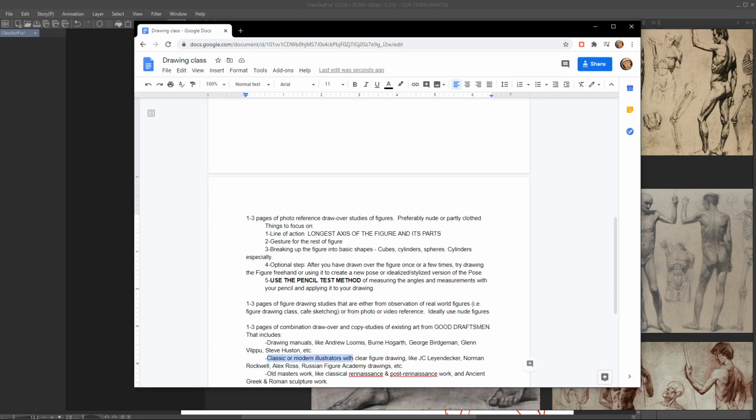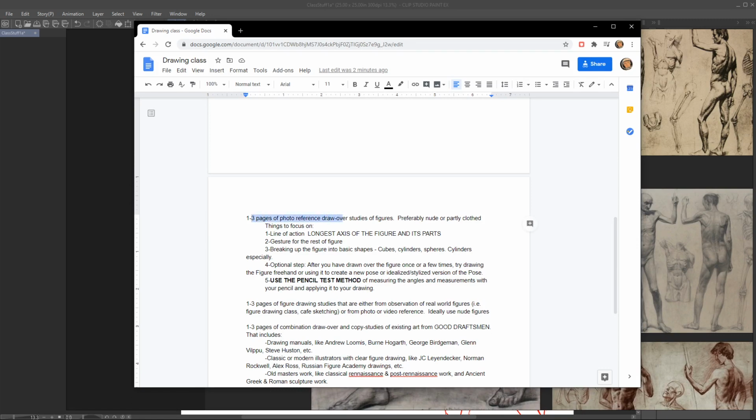Also, you can use classic or modern illustrators with clear figure drawing. Granted, some of these are going to be closed figures, but you can use them anyway. Like J.C. Leyendecker and Norman Rockwell, Alex Ross, the superhero artist, and the Russian Figure Academy drawings. These are some examples. I leave it to you to find those. And then old masters' work, like classical, Renaissance, post-Renaissance work, and ancient Greek and Roman sculpture work. So that's what it is.